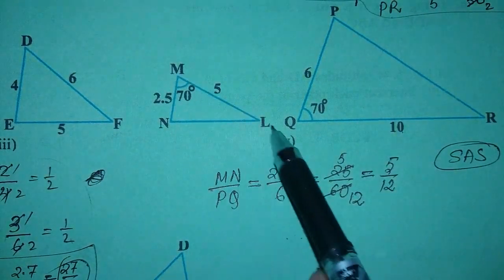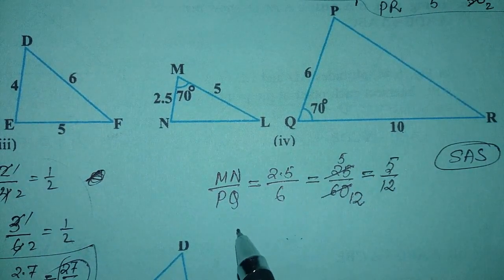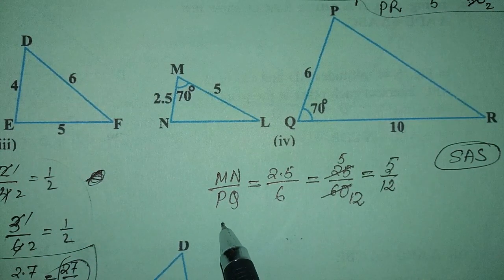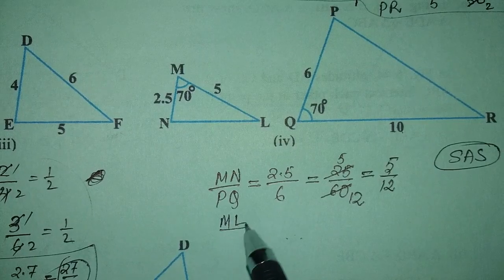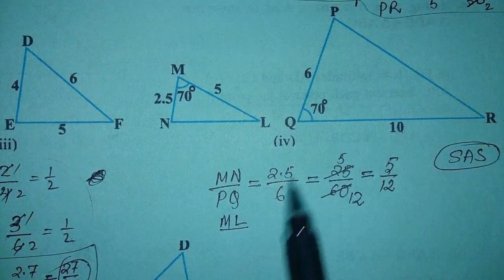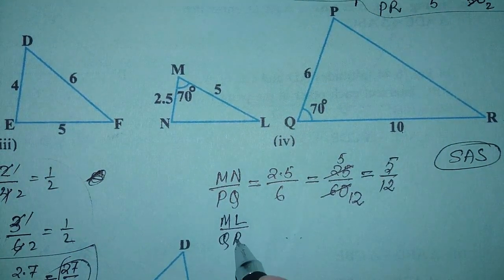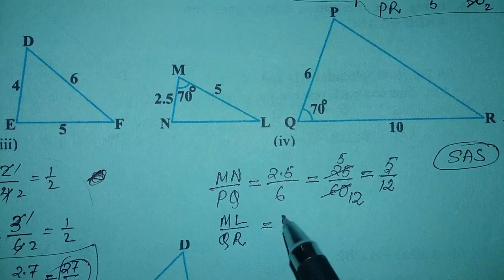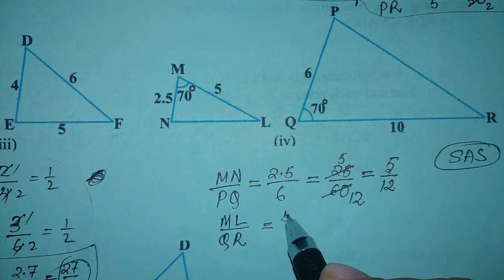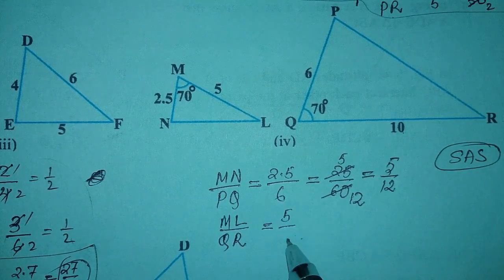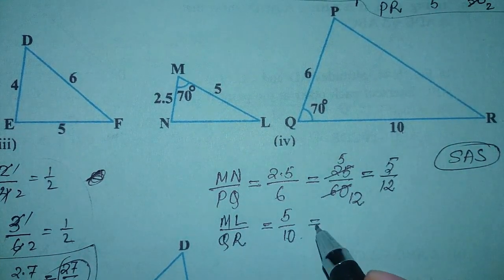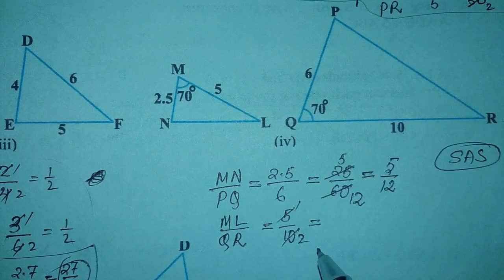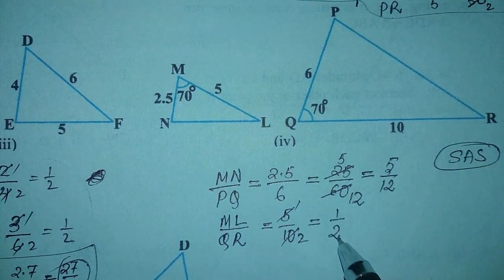Now let's see the ratio of the other two sides. ML by QR. ML is 5, QR is 10. Now we have here 5 1s are 5, 5 2s are 10. So we have here 1/2.